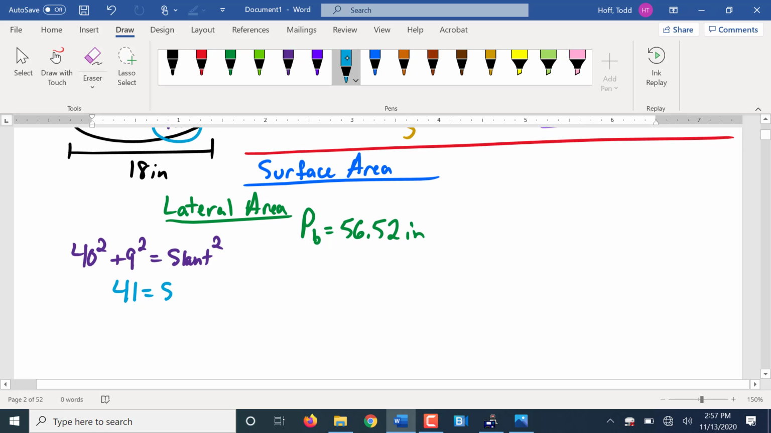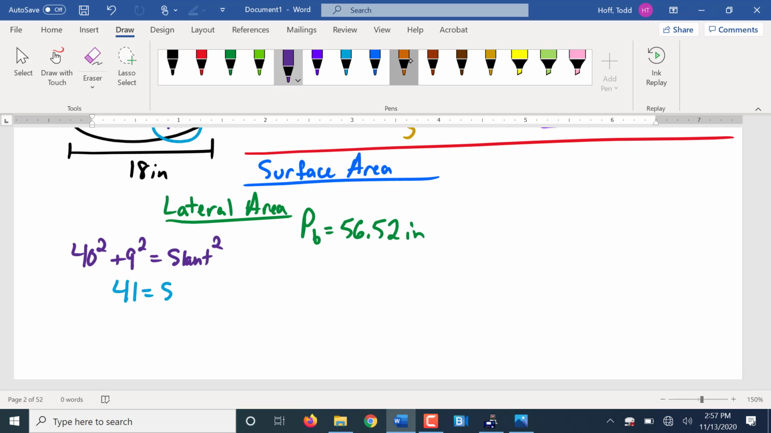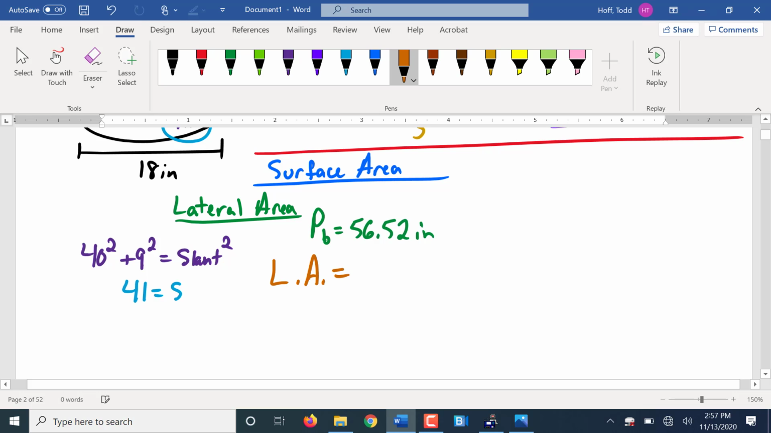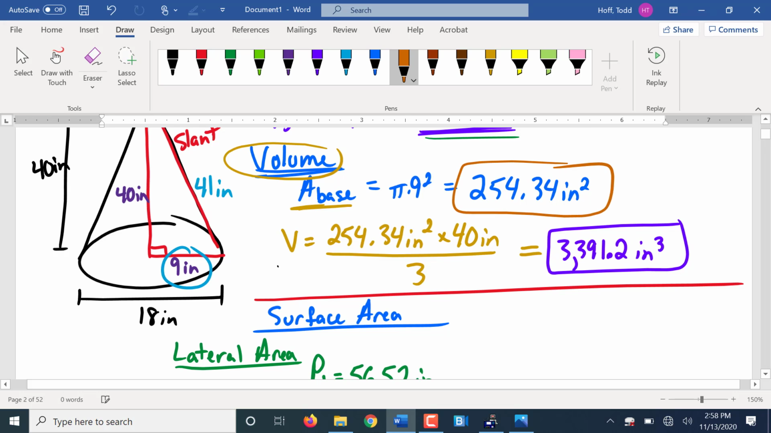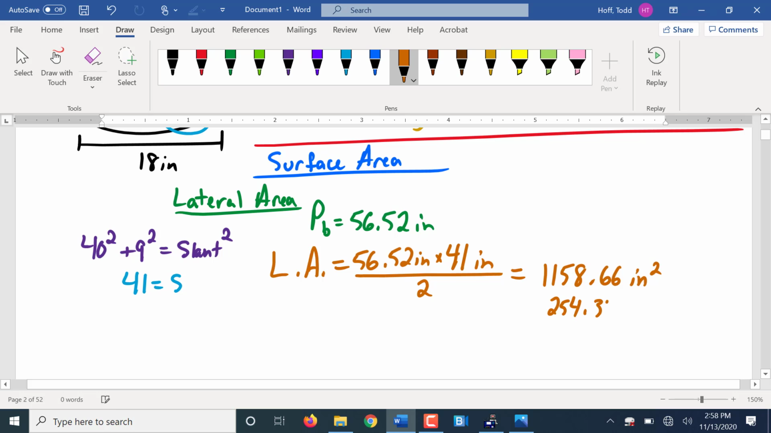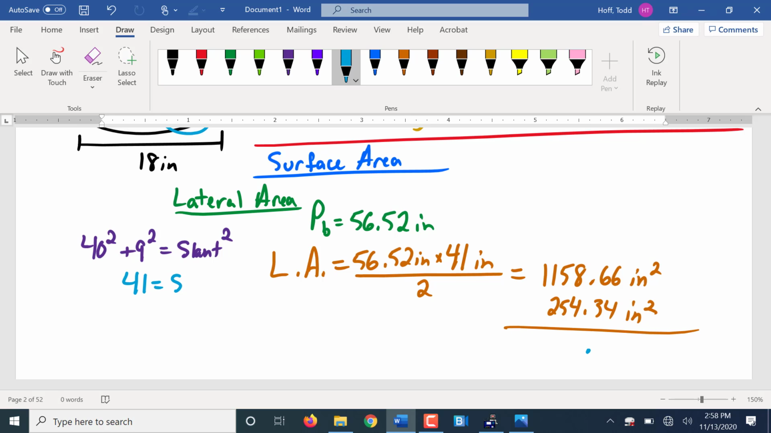So I've got that slant of 41. So to find our lateral area, what do we use? So you got the 56.52 times that 41 slant, yep. And then because it comes to a point, it's a triangle basically, we divide by 2. For area, which is 2-dimensional, we divide by 2. Volume is 3-dimensional, we divide by 3 for the volume. So what do we get there? 1158.66. And of course, to that we need to add the 254.34. Yes. 1413.